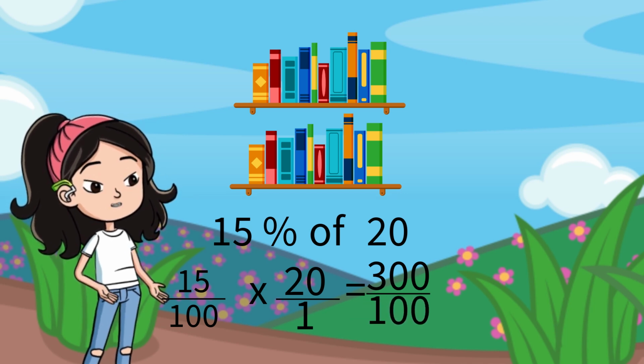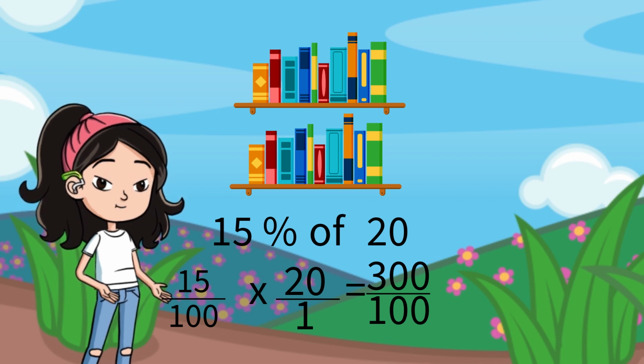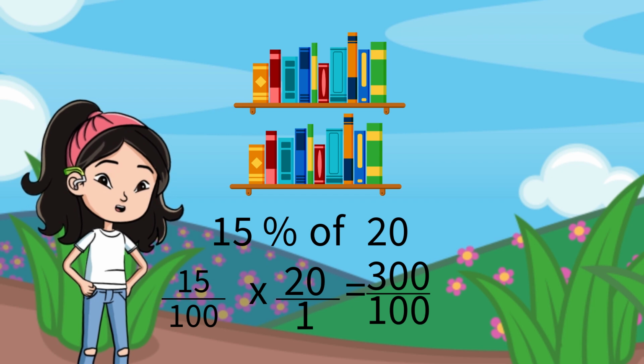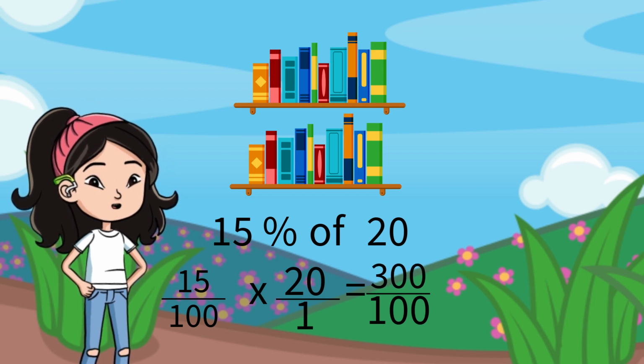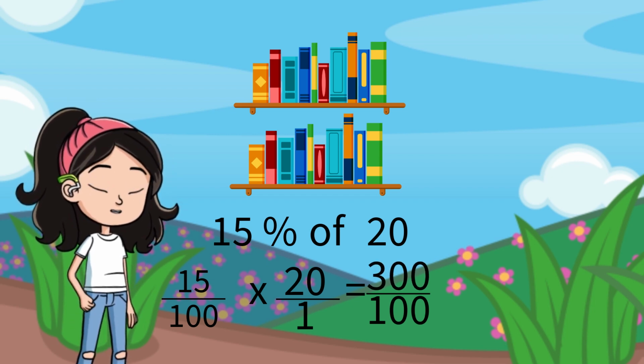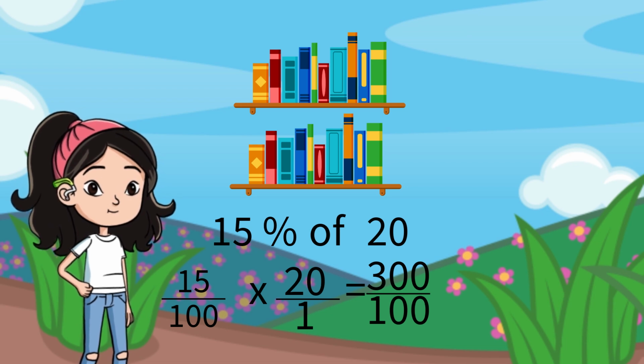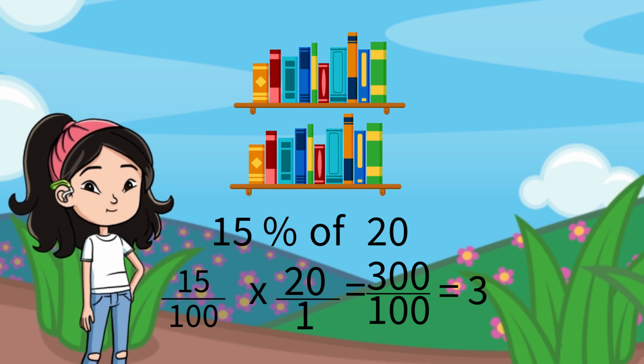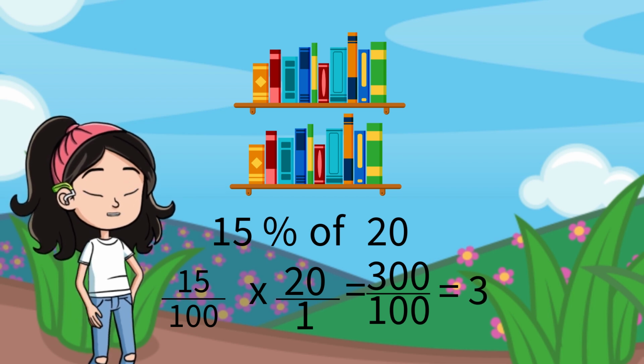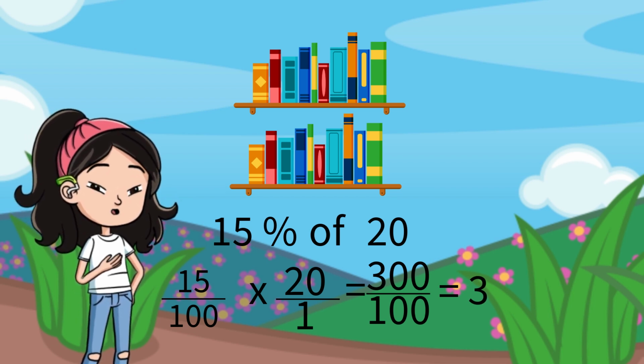300 over 100 is not our final answer. We now need to simplify by dividing our numerator by our denominator. 300 divided by 100 is 3. So 15% of 20 is 3. Now that wasn't so hard.